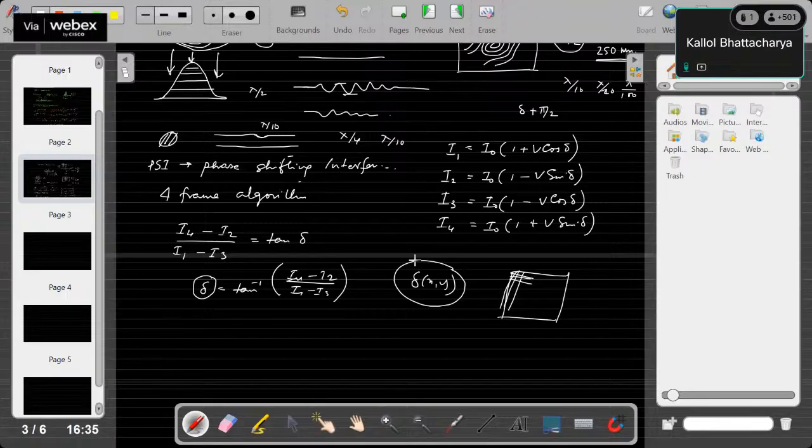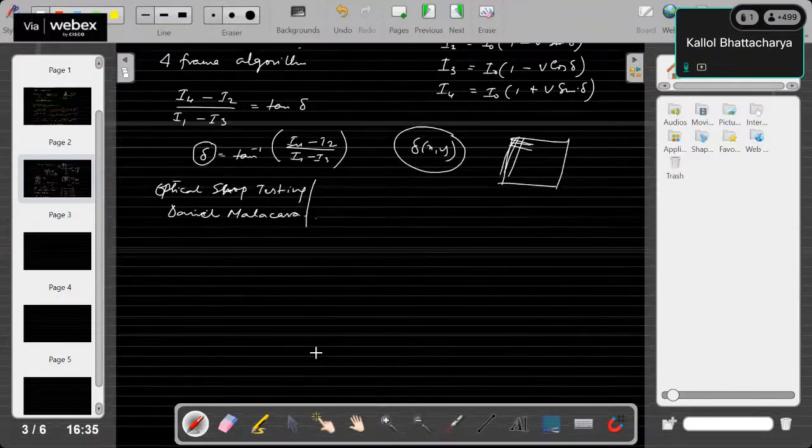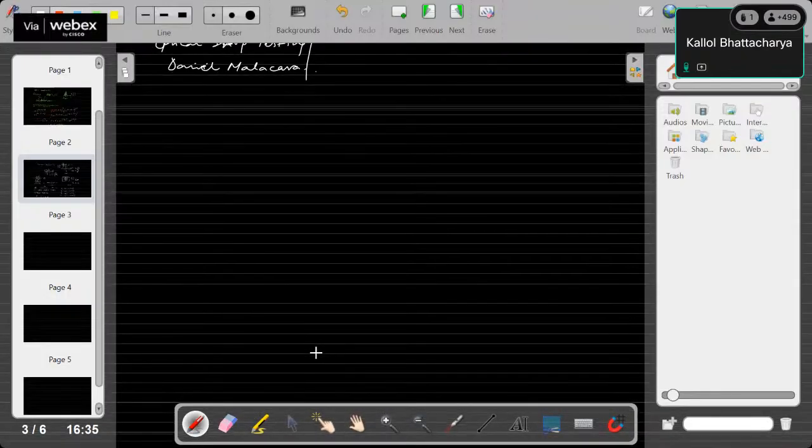If you are interested, you can consult any book on optical interferometry. I would suggest Optical Shop Testing by Daniel Malacara, who is actually a Mexican. Okay, so this is a very good book for all kinds of optical testing.